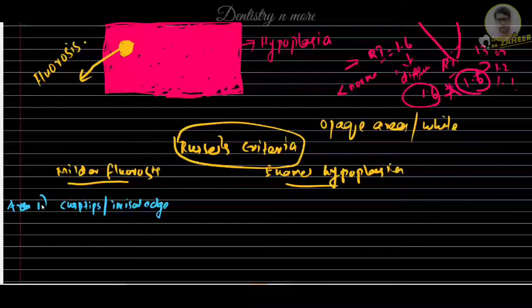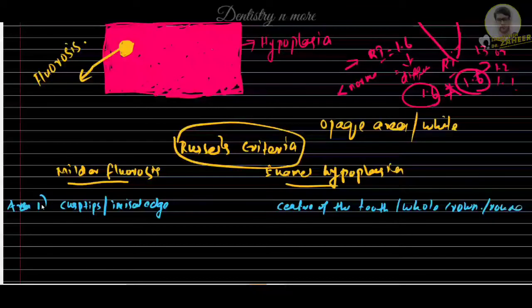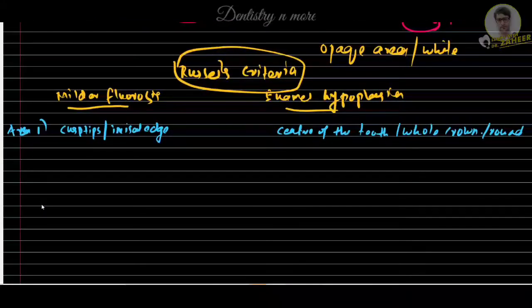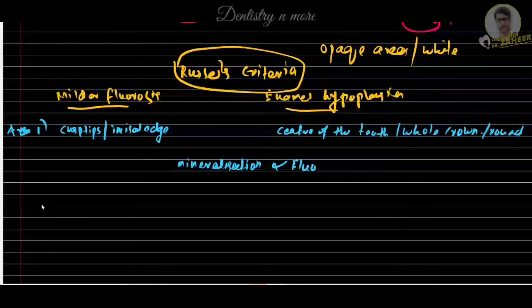But enamel hypoplasia, that is the non-fluoride type, will be mostly seen on the smooth surface, on the center of the tooth, and it affects the whole crown mostly, sometimes as a round shape. Milder fluorosis would be seen on the cusp tip or incisal edge. Why? Because mineralization is directly related to fluorosis. Mineralization, or calcification, starts from the cusp tips or incisal edge, so fluorosis also follows this pattern. That is why fluorosis is seen on cusp tips or incisal edge.